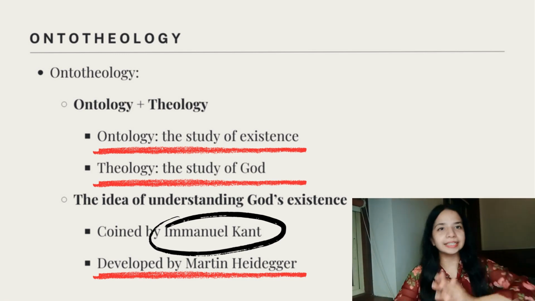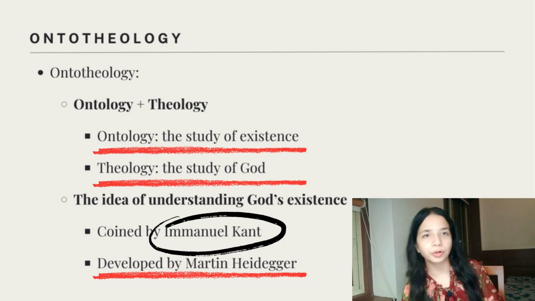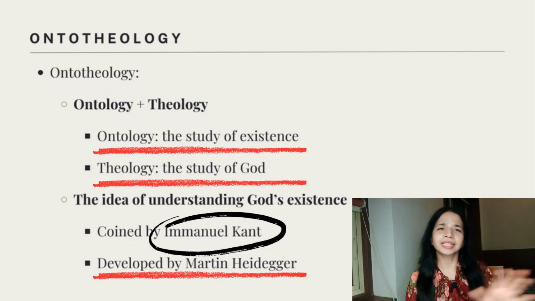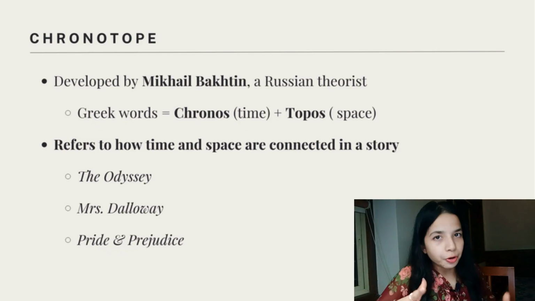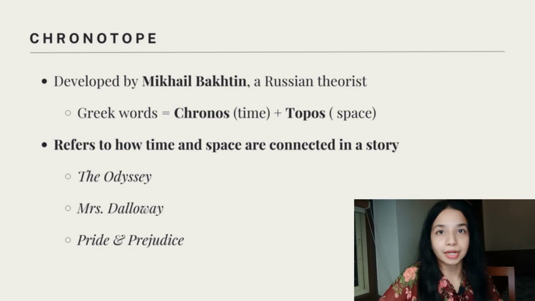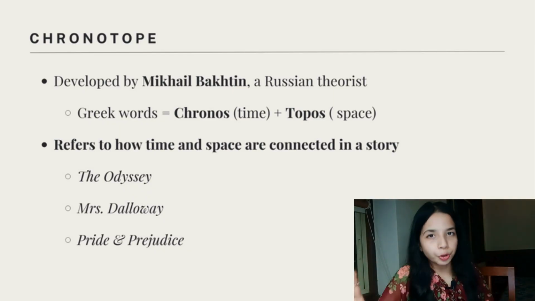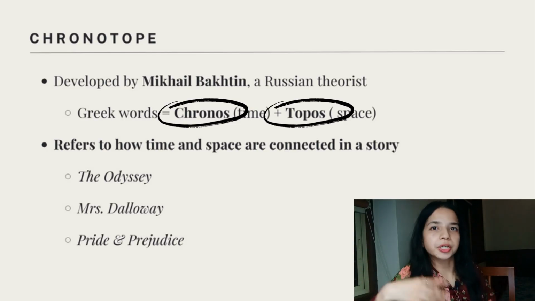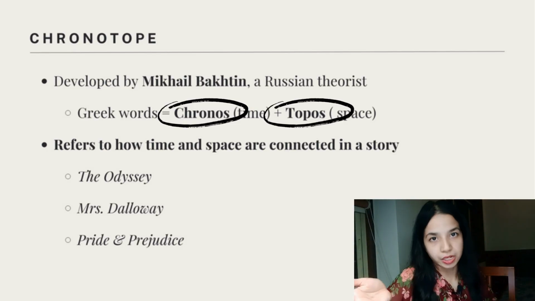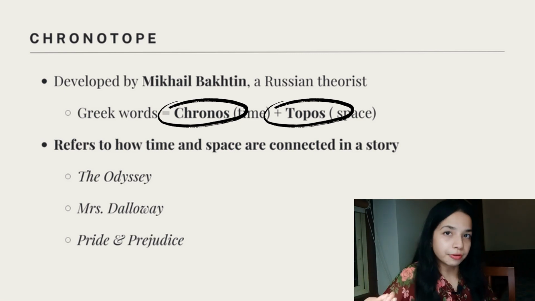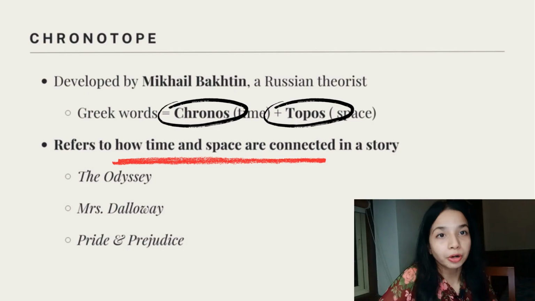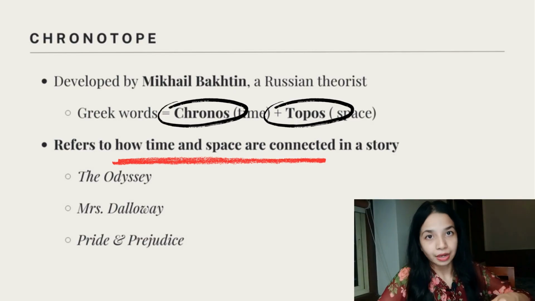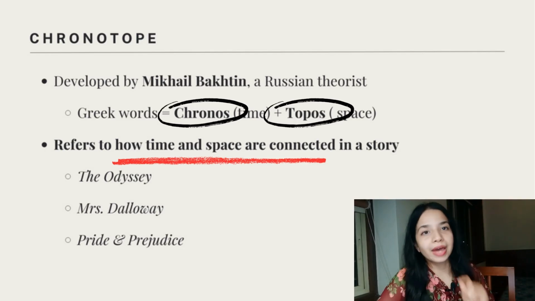Having said that, finally, let's move on to the last and the most important concept that is repeatedly asked in the UGC NET English exam, and that is Chronotope. Chronotope was one of the popular terms provided by Mikhail Bakhtin, a Russian literary theorist. It is basically a mixture of two Greek words, chronos and topos. Chronos basically means time, topos basically means space. So chronotope basically refers to how time and space are interconnected in a story, how a narrative is shaped by when and where it happens.